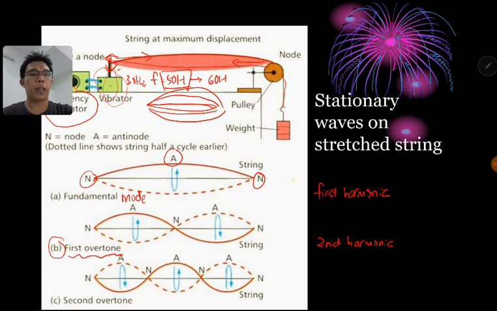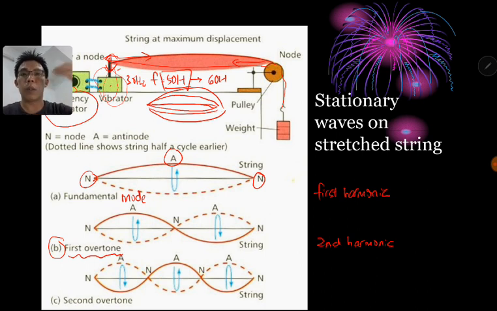Sometimes this group of terms will be confusing, so try to get used to it. There are two sets of terms: the one on the left hand side here, the mode, and the one on the right hand side here, the harmonic. Usually we use harmonic. Just to let you know, there's another term, which is the overtone mode.